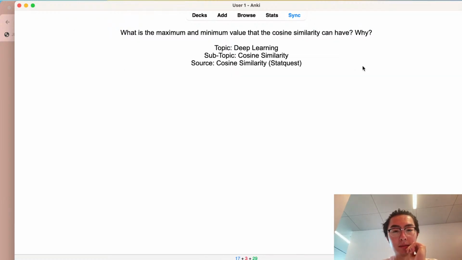What is the maximum and minimum value that the cosine similarity can have? Why? So you can have a max of cosine of 0, which is going to be 1. I think the minimum value cosine similarity can have is cosine of pi, which is 0. So that's cosine of 180 degrees.